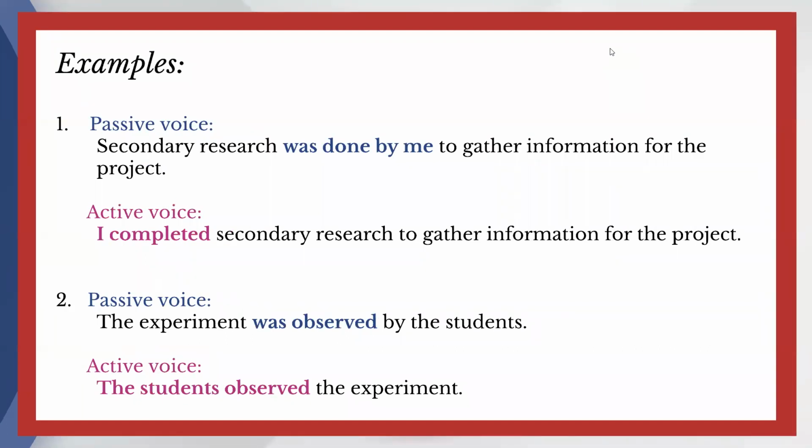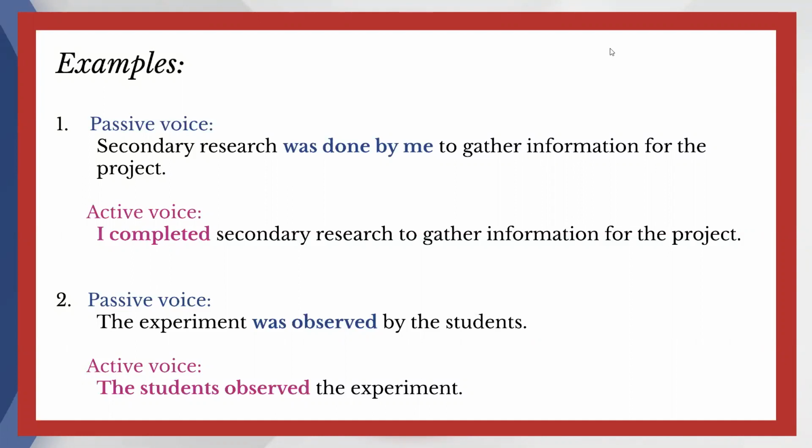Example 1 under passive voice reads, "Secondary research was done by me to gather information for the project." The way that this sentence is worded makes secondary research the subject rather than the individual. So looking at the active voice under number 1, which reads, "I completed secondary research to gather information for the project," we now have that subject we need. So passive voice can be a hindrance in that sense. So that's one thing to look out for. Let's take a look at another example under number 2. Passive voice, which reads, "The experiment was observed by the students."